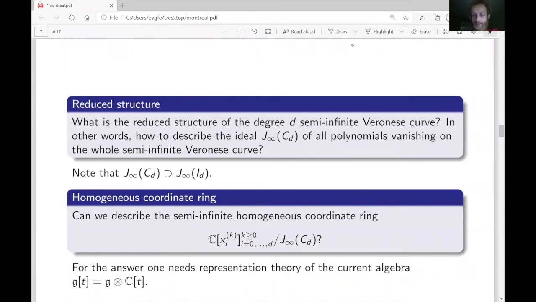So we can see that J infinity of I D vanishes on our semi-infinite Veronese curve. So we've seen it in the example of D equals 2, but the general case is as obvious as the D equals 2 case. And now we are asking, are there other polynomials satisfying the same property? So we'll get back to this question, but this is similar to the observation we made before.